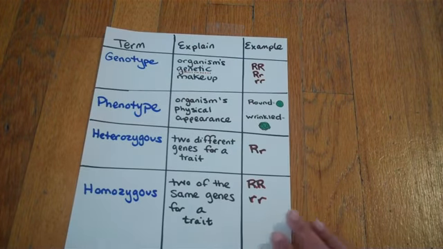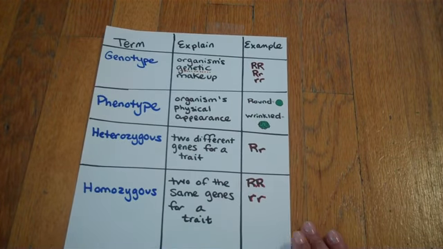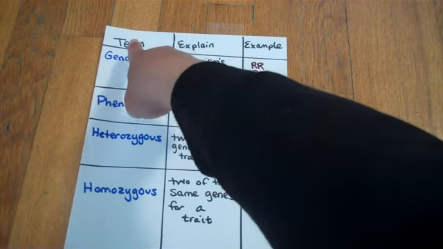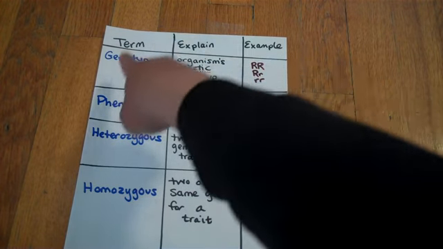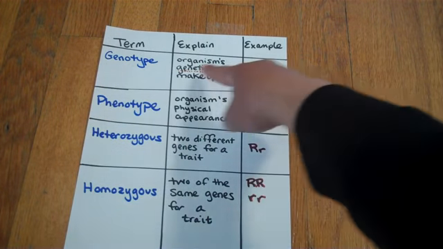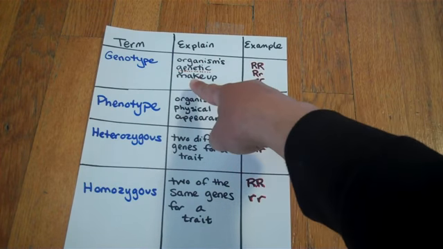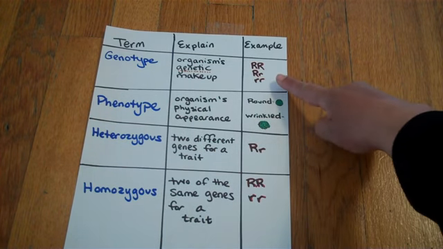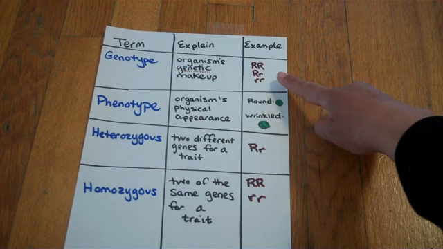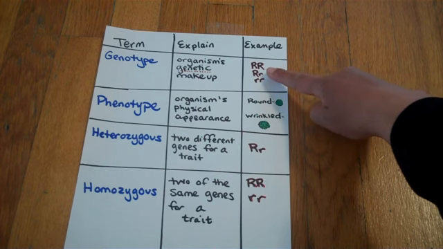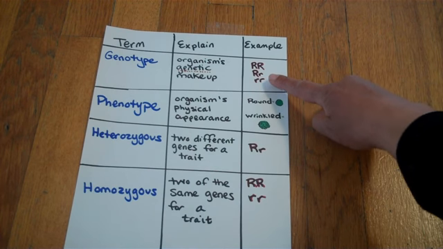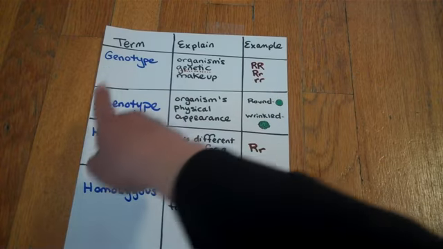Here are some terms, and I put it in a 3-column note for us to stay organized. Term, to explain, and then an example. A genotype is an organism's genetic makeup. See how I underline that? Here are some ways that we show the genotypes. Capital R, so 2 dominants. Capital R, lowercase r, a dominant with a recessive, and 2 lowercase r's, that is 2 recessive genes.